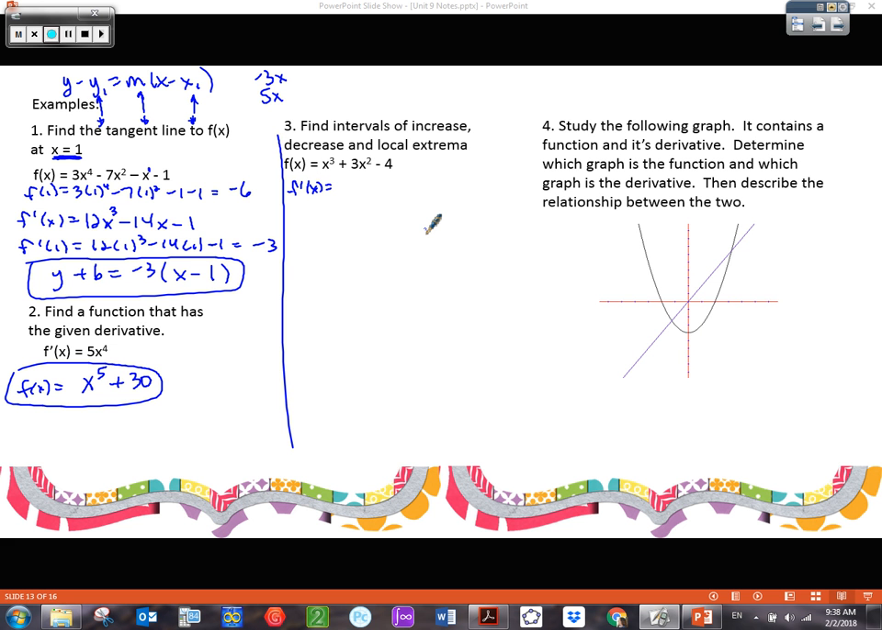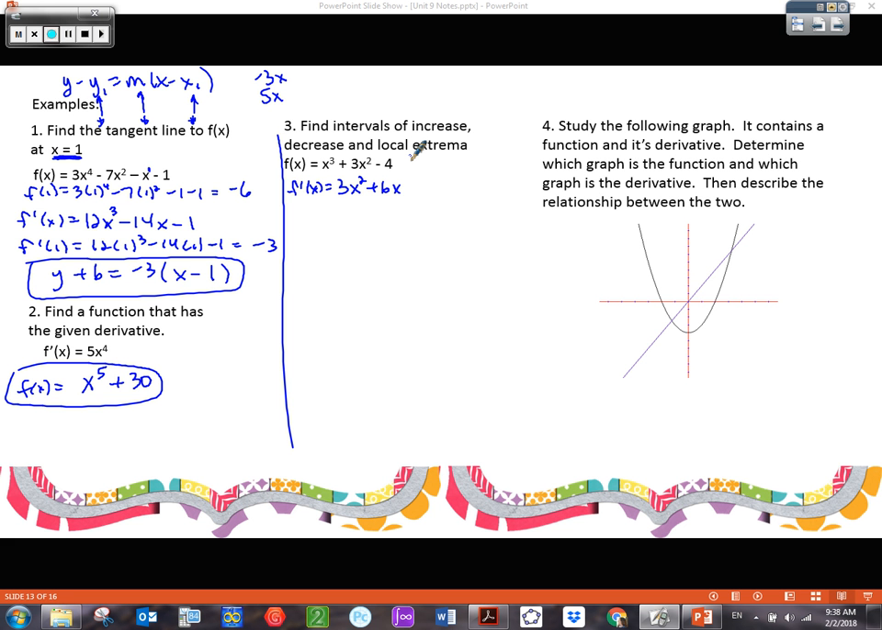So let's work on x cubed. So the derivative of x cubed would be, bring down the 3x. 3 minus 1 is 2. 3x squared. Okay? Let's work on the next one. We have 3x squared, strangely enough. So let's do the derivative of 3x squared. Bring the 2 down. 2 times 3 is 6. And 2 minus 1 is 1. What about the derivative of negative 4? Is 0. So that's my derivative.